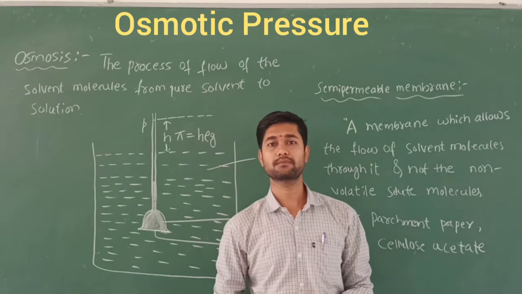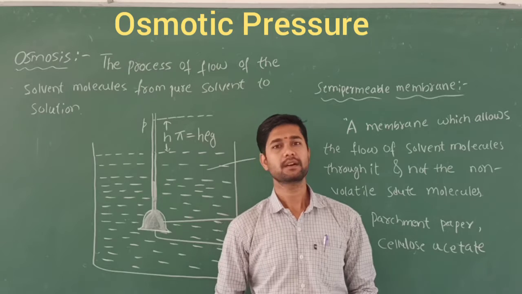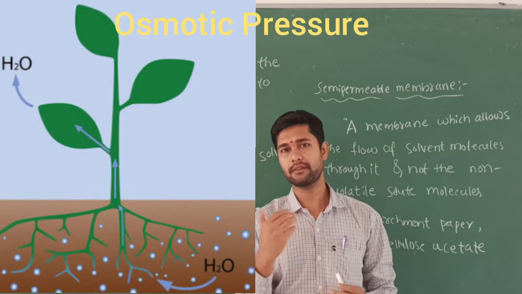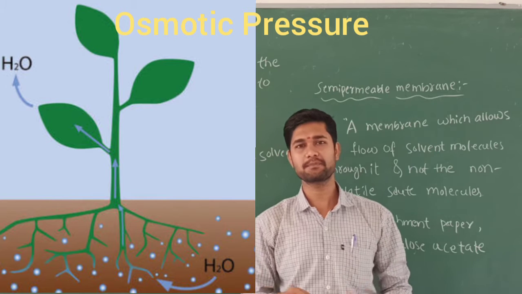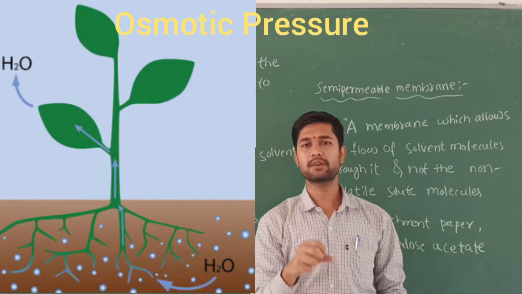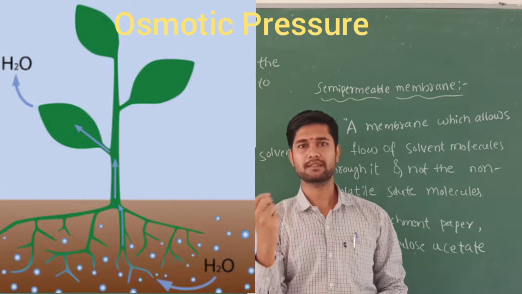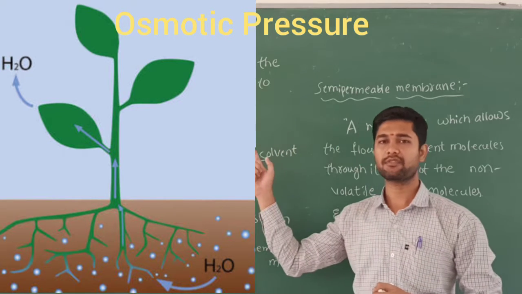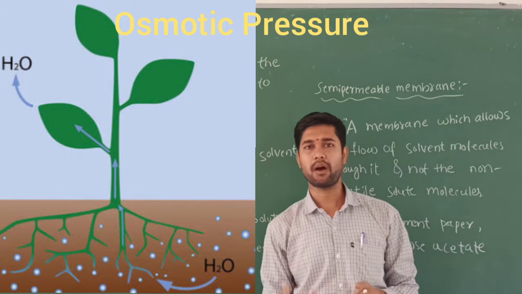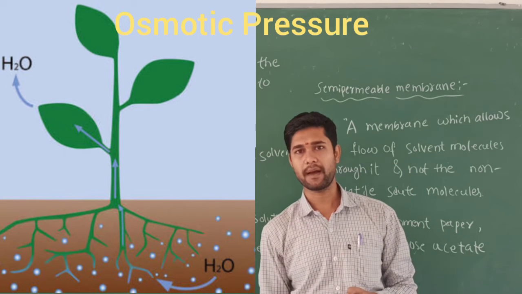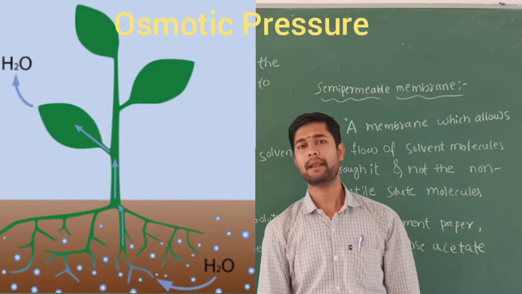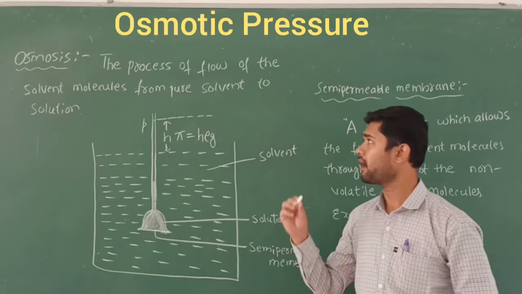I am going to give some natural examples. You know the plants, right? How do plants survive in nature? It is very simple: they absorb water from the soil. What makes this happen? That is the process of osmosis. The water available in the soil flows into the stem or roots of the plant. That is one example of osmosis.